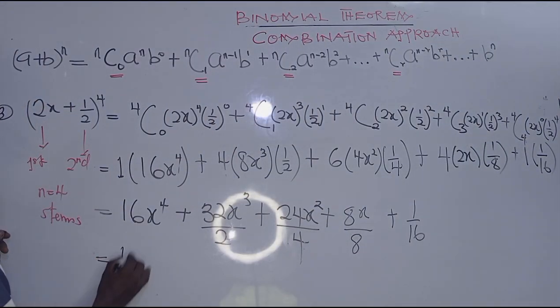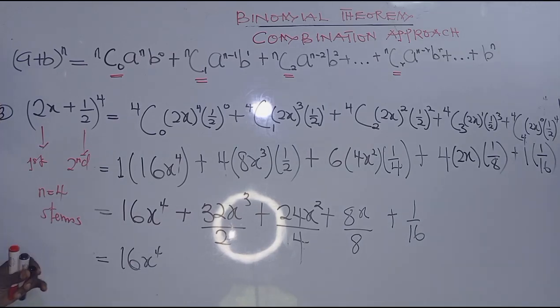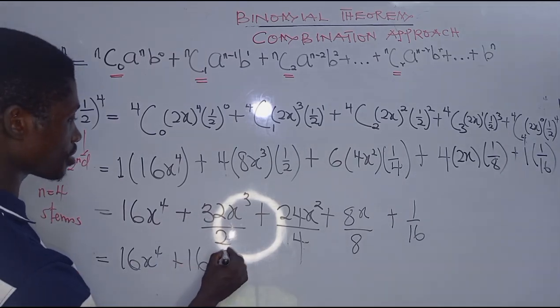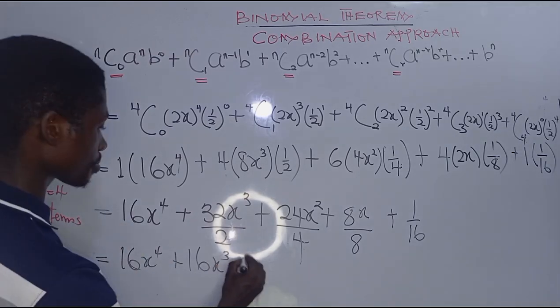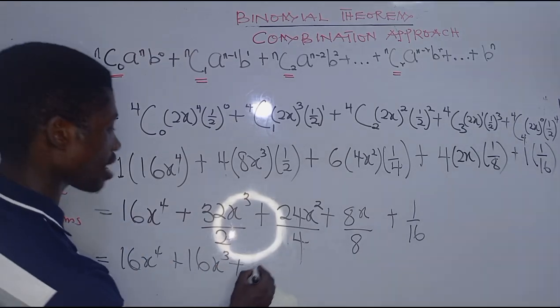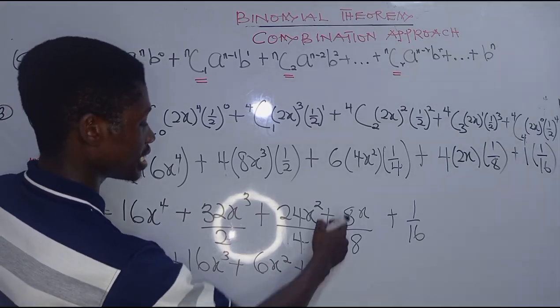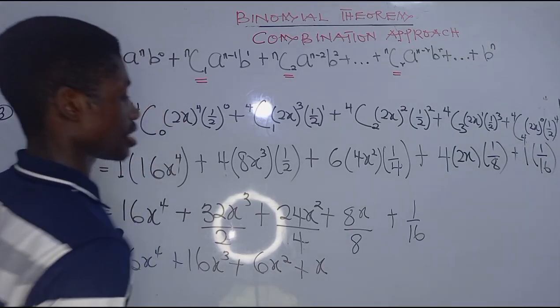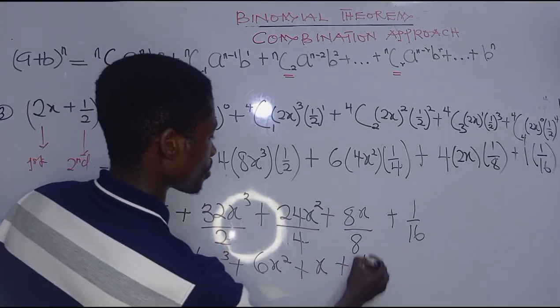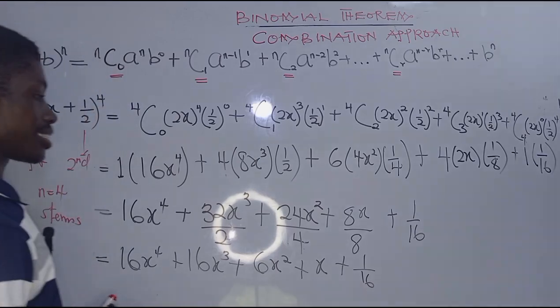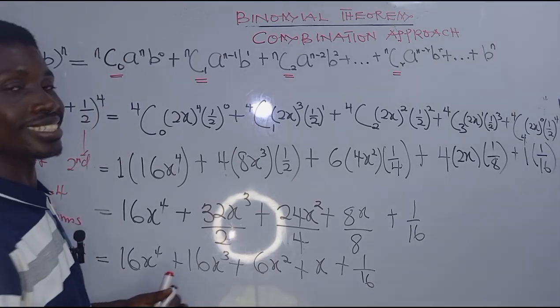So let's do some division here, or some cancellation here. So we have 16x to the power 4. This into that we have 16x raised to the power 3. 4 into 24 we have 6x to the power 2. And then 8 into 8 we have 1, and that is x. And lastly we have 1 over 16, as easy as A, B, C, D.